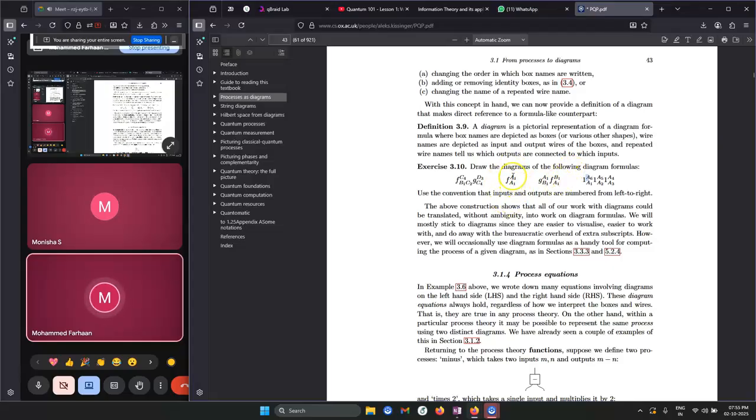Similarly, F A1 to A1. Oh yeah, this is what I was talking about. It has the same output and the same input. So be careful. This is not a straight wire. This is a looping process.